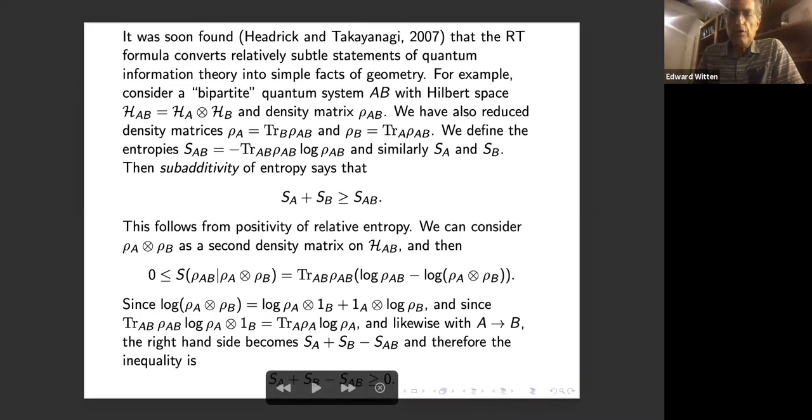So that wasn't too hard. As a calculus exercise, it was slightly non-trivial, but not too difficult. Now let's give the proof based on geometry. Of course, this was a universal proof for all density matrices.